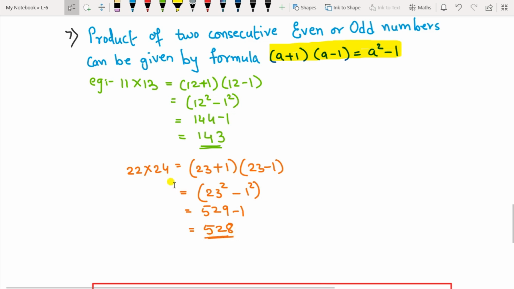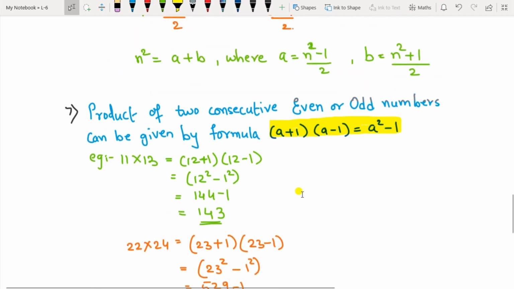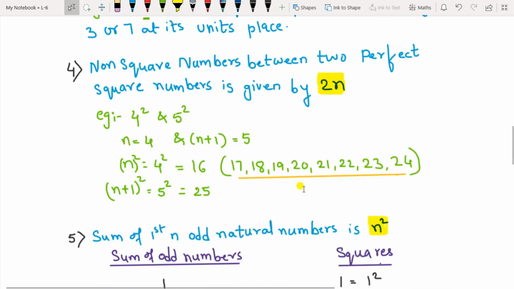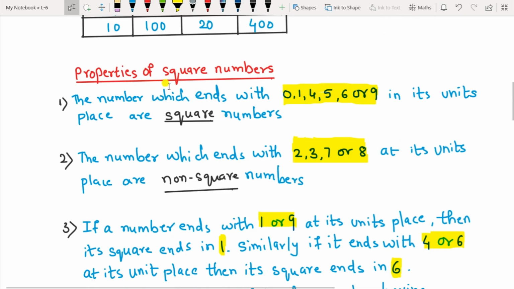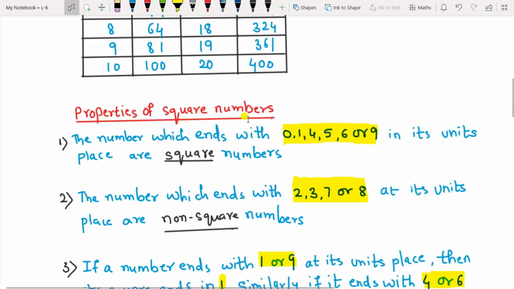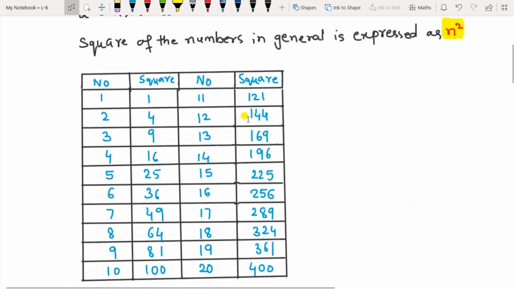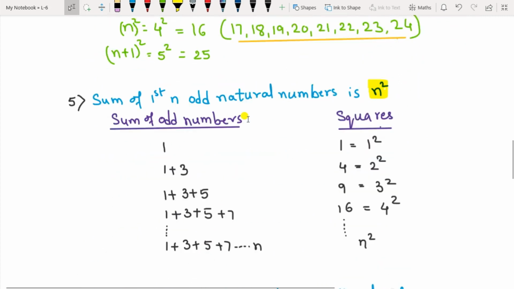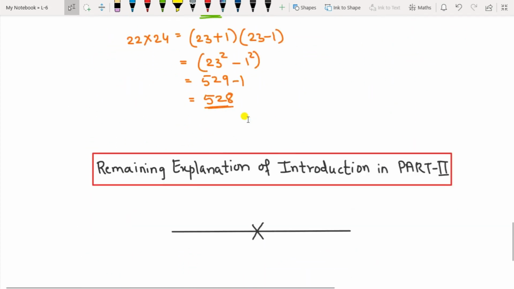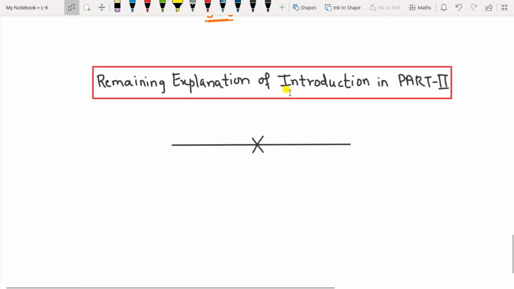So here you should not multiply as you usually do, but using this formula you have to find the product of any two consecutive even or odd numbers. So these are the 7 properties of square numbers. Still other properties are there that I will do in another video. Okay, the remaining explanation of this introduction will be taken in part 2.